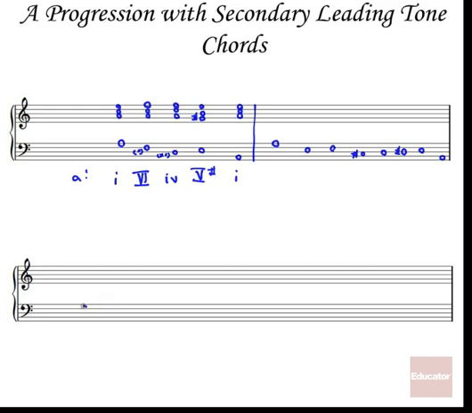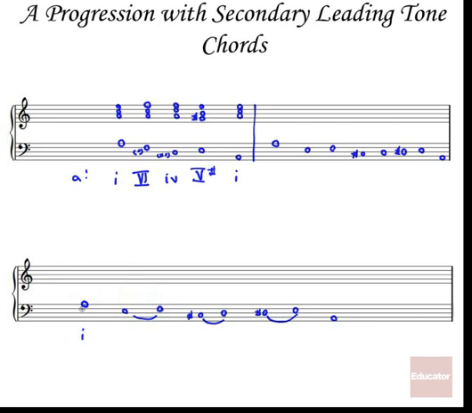So A, E, F, C sharp, D, D sharp, E, and back to A. So again, these are these leading tone chords that are resolving up a half step to their tonicized chord.